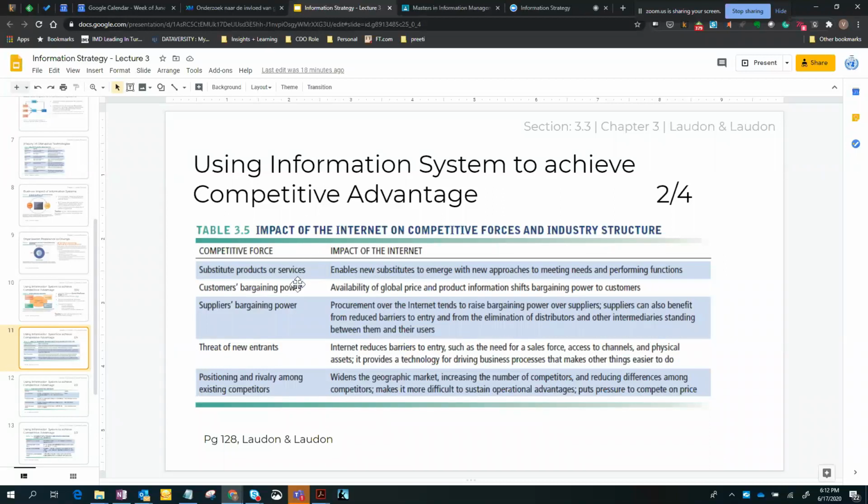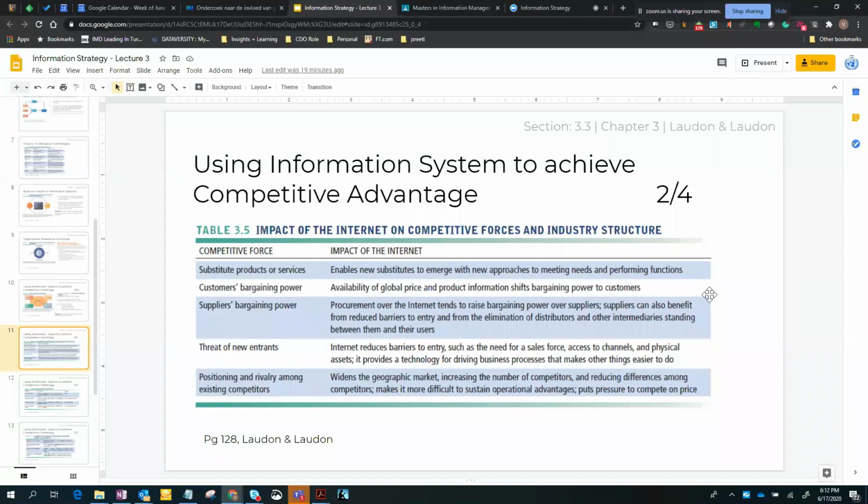Some example of the five forces from the perspective of, let's say, what did the internet do to the industry and to the competition, right? In terms of substitute products and services, because the internet came in, a lot of new substitutes started to come, and a lot of new approaches were there to meet the needs and to do the activities that you would have done before the internet came. So a lot of substitutes were available.